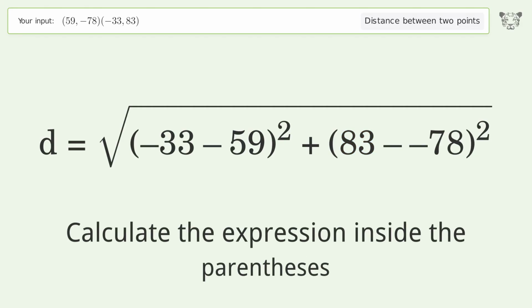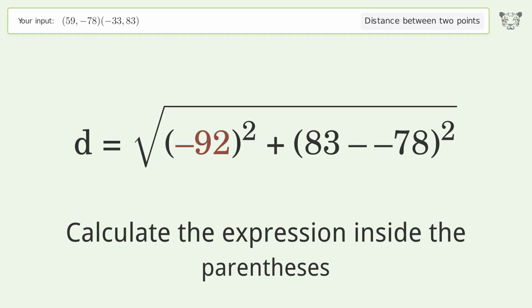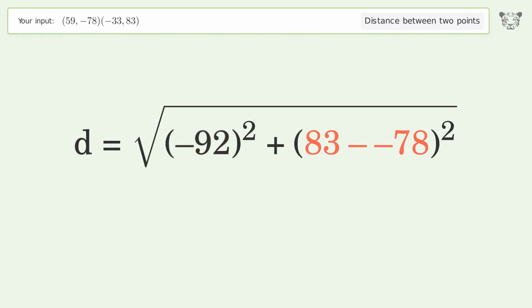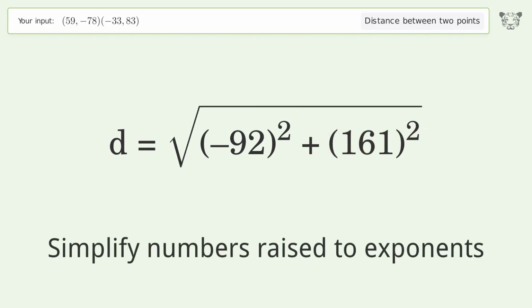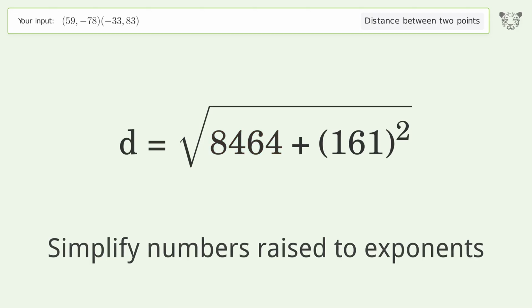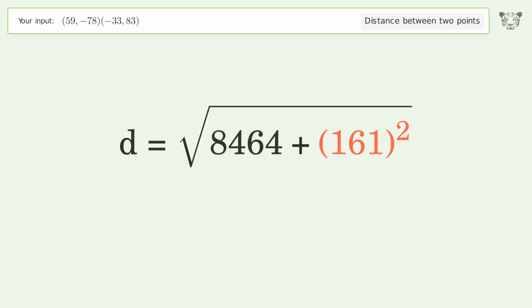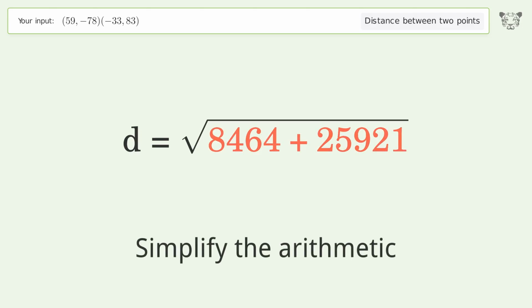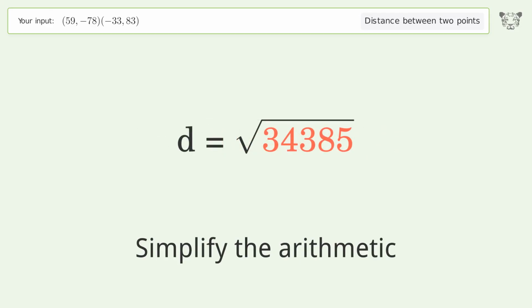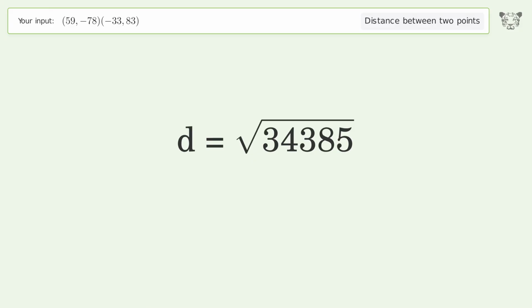Calculate the expression inside the parentheses. Simplify numbers raised to exponents. Simplify the arithmetic. And so the distance between the 2 points is the square root of 34,385 or 185.432.